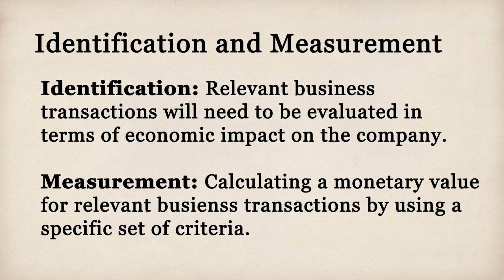The first step is to identify relevant business transactions that will need to be recorded. When relevant business transactions are identified, the next step is to measure those transactions by calculating a monetary value for the transactions. A specific set of criteria is used to perform the measuring process. Measurement can be a tricky area in accounting due to the difficulty of measuring certain transactions that might involve uncertainty.